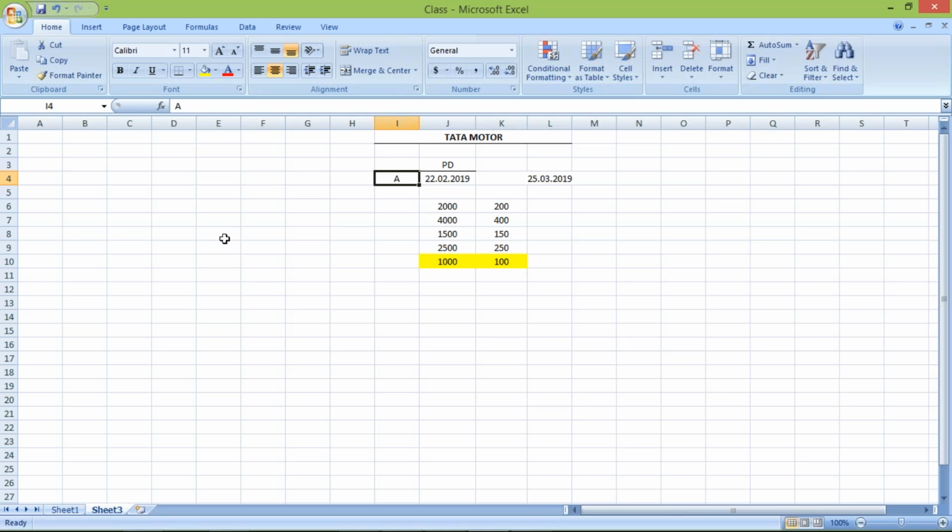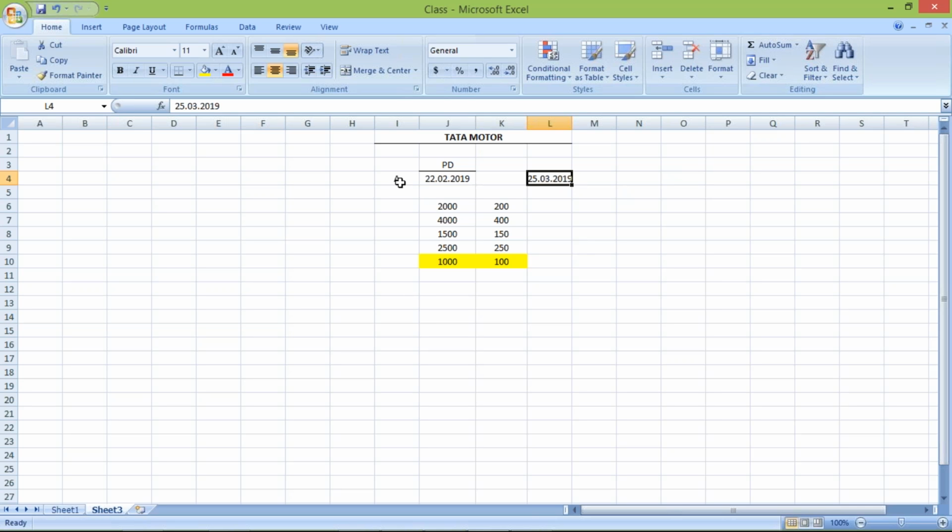Let's suppose we are using the calendar year, January to December. January means first period, February means second period, likewise December is 12th period. So as per this, February means second period and March means third period.